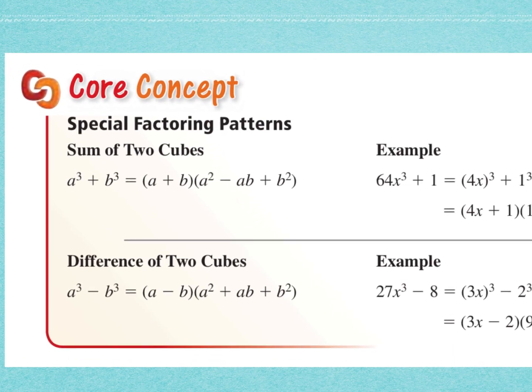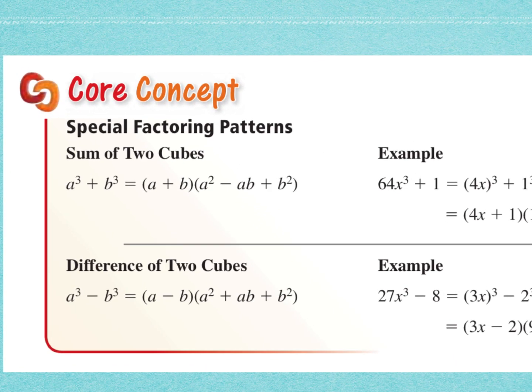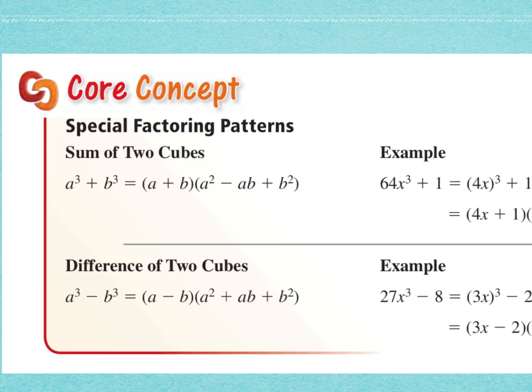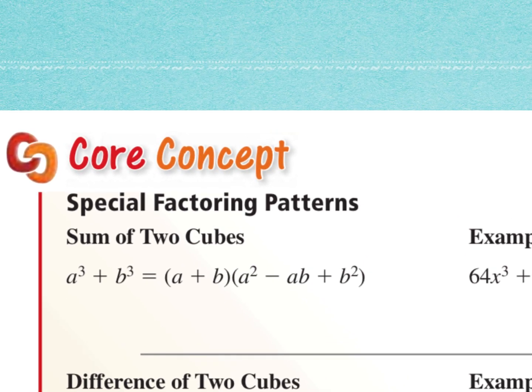Right, so next we're going to look at the sum and difference of two cubes. So cubes, we have perfect cubes, are the same number when you multiply it by itself would be a perfect cube. So like 1 cubed would be 1. So 1 is a perfect cube. 2 cubed is what? 8. So 8 is a perfect cube. 3 cubed? 27. So 27 is a perfect cube.